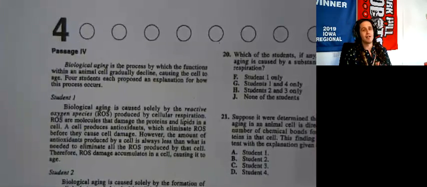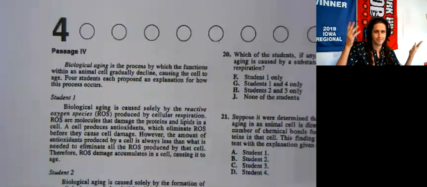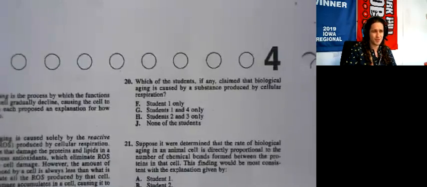Okay, biological aging, great, is the process by which the functions within an animal cell gradually decline, causing the cell to age. Fantastic. 4 students each proposed an explanation for how this process occurs. You didn't need to read that. Doesn't really tell you much besides it's going to be about aging. Okay. So what are you doing though?